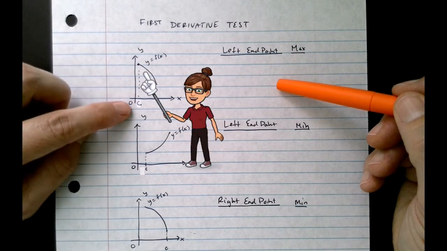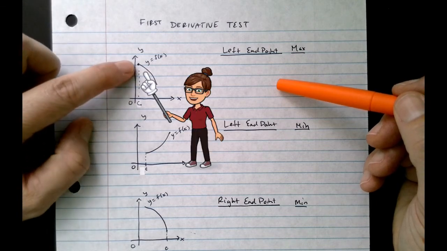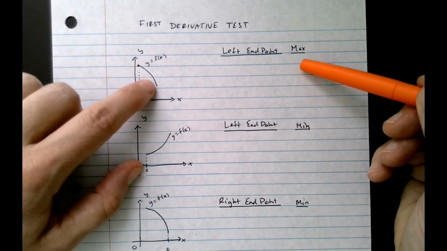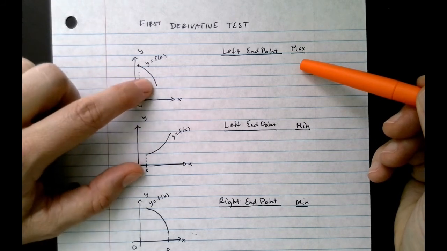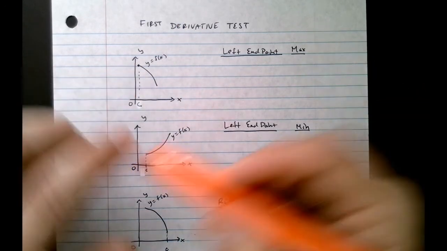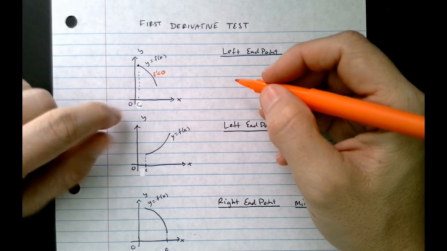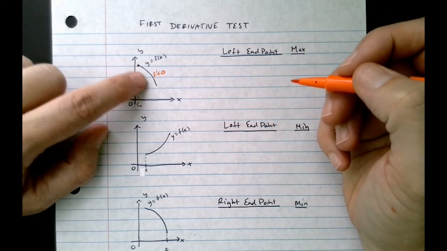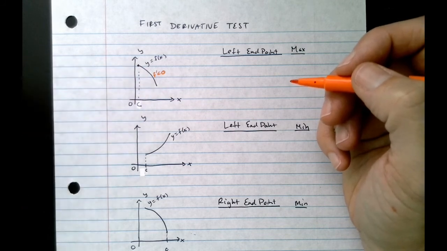So let's look at this first one. Why is f of c considered a local max? It's a left endpoint. Well, what happens to the right of it? What do you notice about the derivative here? Notice the graph is decreasing, therefore the derivative is negative. What this means is f of c is a local max because to the right of it, the derivative is negative.